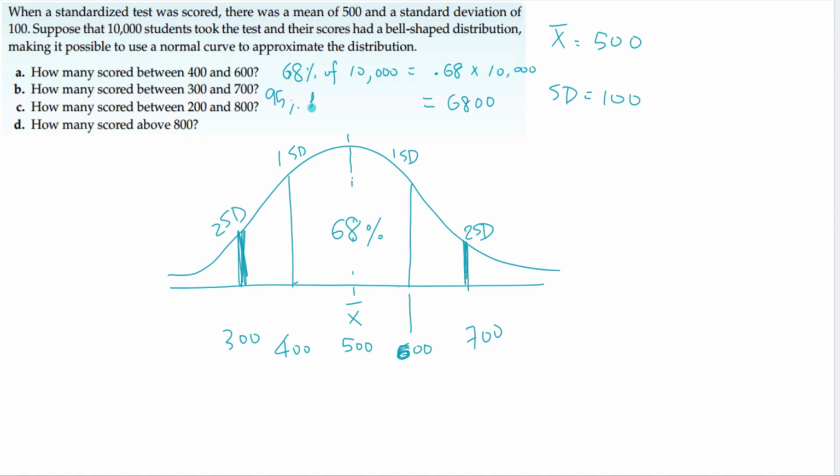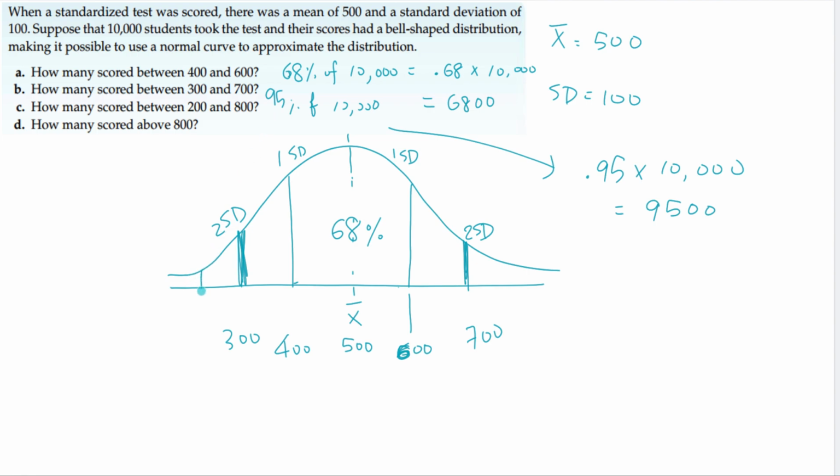95% of 10,000 students. How do we find it? 0.95 times 10,000, which is 9,500. Okay. Now, part C is how many scored between 200 and 800.